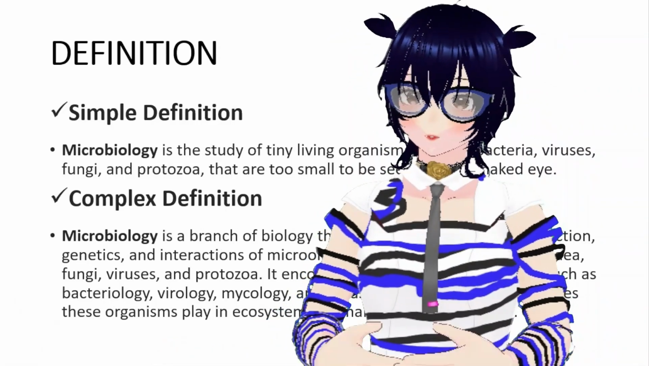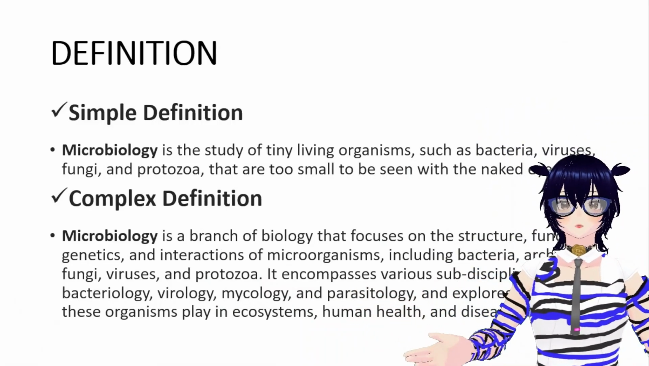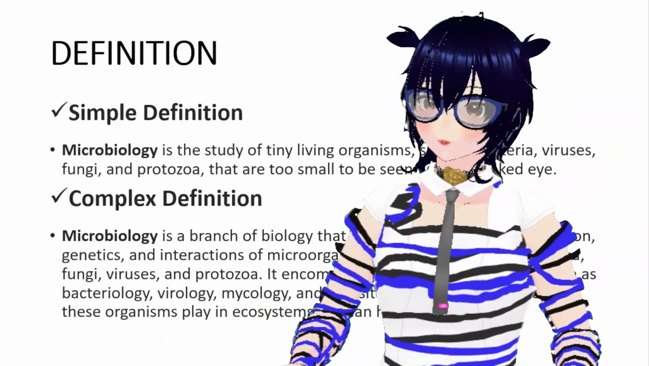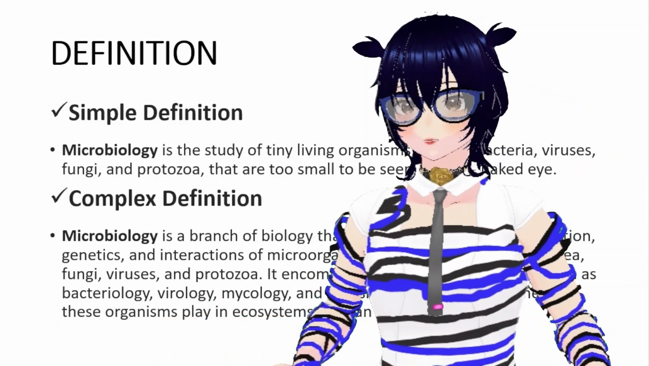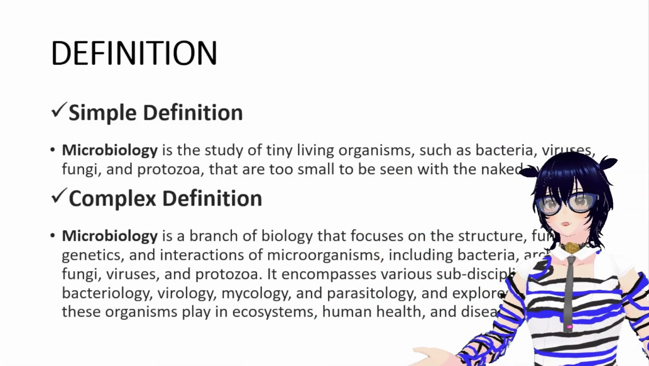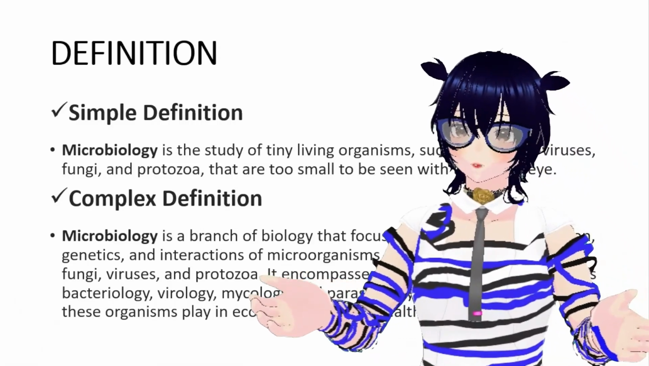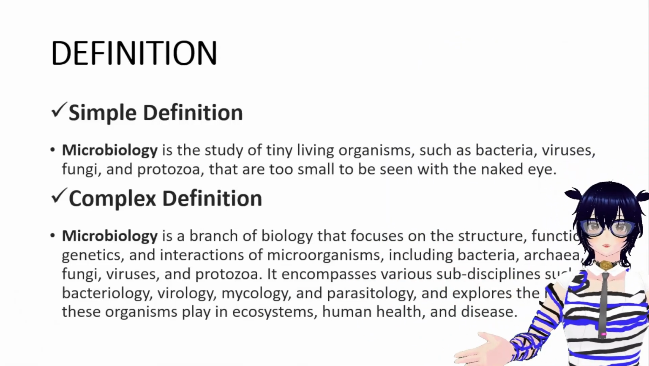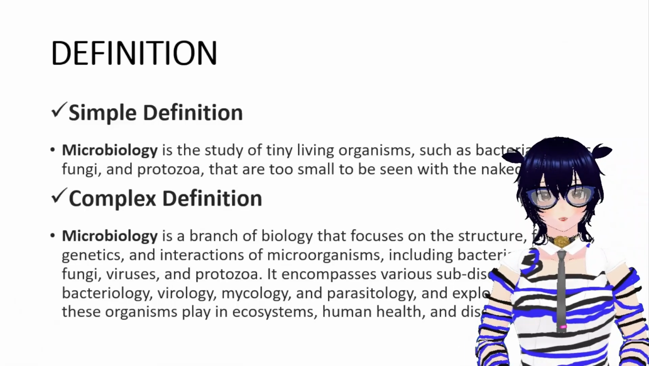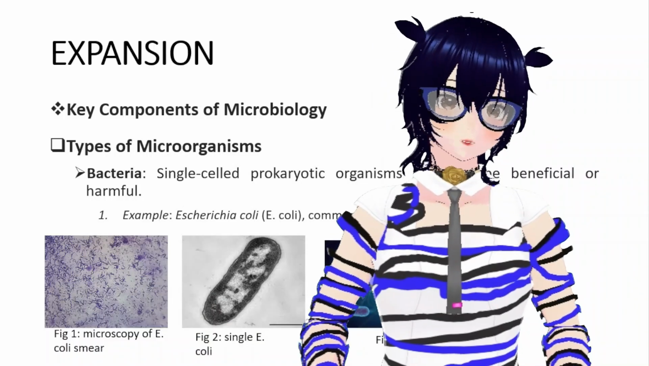Now here comes the complex definition. It actually isn't complex in concept, it's just difficult in the terminology and the depth. It is the branch of biology, meaning the branch of living organisms, that focuses only on the microorganisms, their structure, their function, their genetics, and their interaction. Now, what are the microorganisms? The microorganisms are bacteria, viruses, protozoa and fungi. So let's dive deep and know what these microorganisms are.